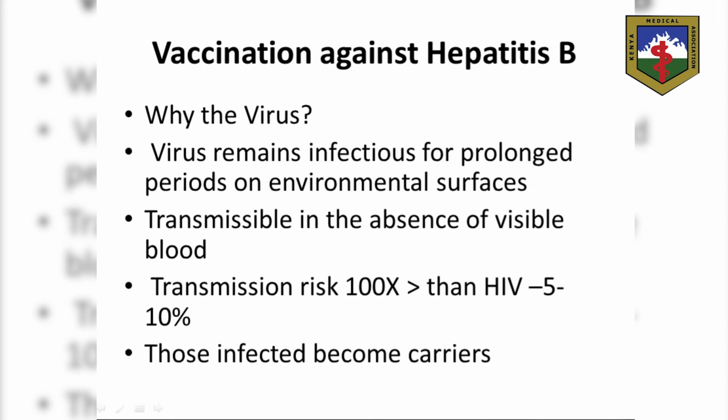Number 2, hepatitis B can be transmitted even in the absence of any visible blood. And the transmission risk of hepatitis B is over 100 times greater than that of HIV. Those who have been infected by hepatitis B become carriers. And that's why vaccination against hepatitis B is of great concern.